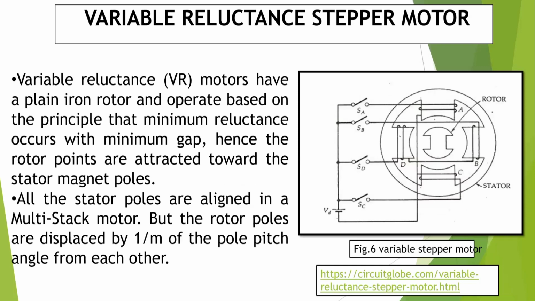In variable reluctance, as you know, reluctance is just the opposition to the flux. So it is a variable reluctance. That means the air gap would be non-uniform. It will have a non-uniform air gap, minimum somewhere and maximum elsewhere, so that this reluctance would be there, and the value of flux would be different.